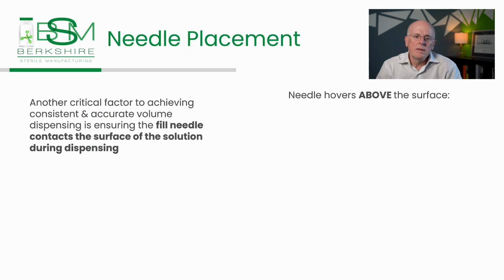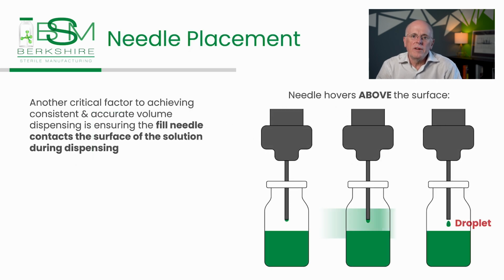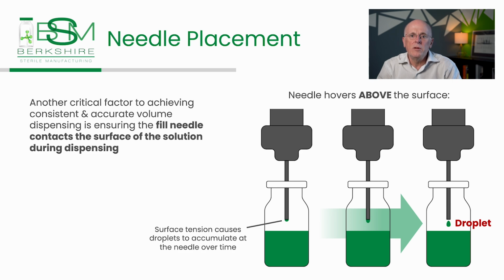Another critical factor in achieving consistent and accurate volume dispensing is ensuring that the fill needle makes contact with the surface of the solution during the dispensing process. When the fill needle hub is above the solution during the dispensing, the surface tension of the drug product can lead to the accumulation of product at the needle. With each filled container, this accumulation can grow until it forms a droplet that becomes heavy enough to break the surface tension and fall into the container.